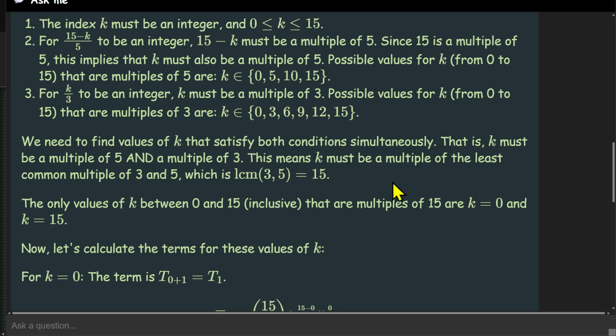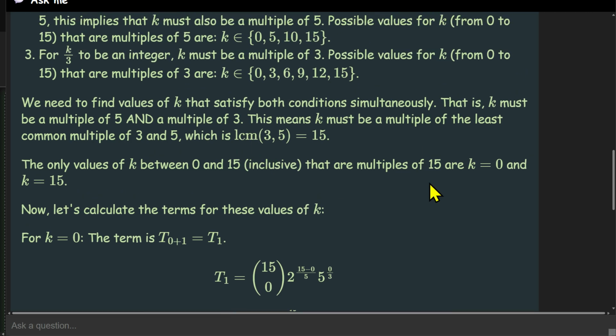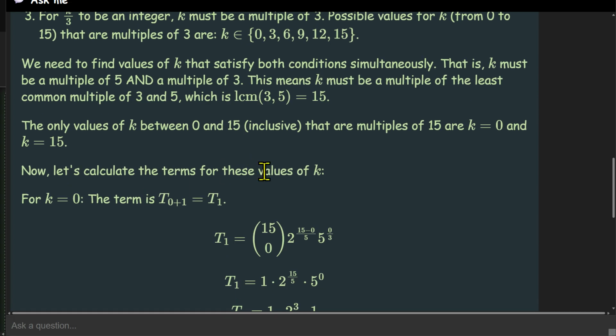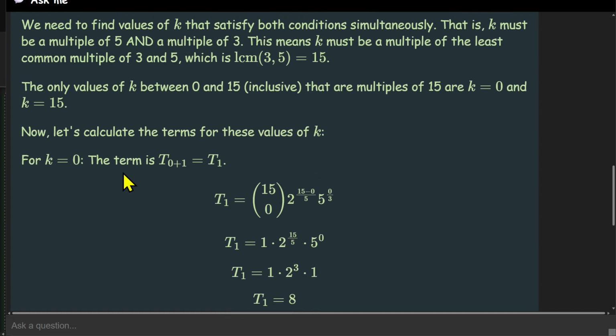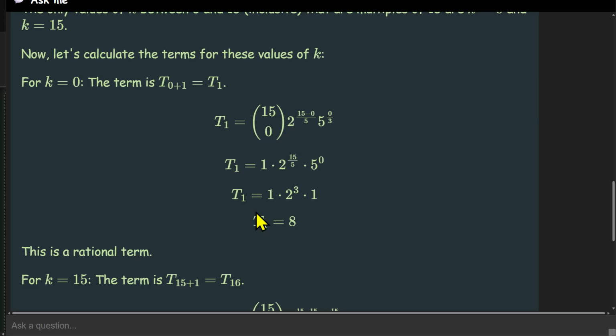तो अभी मल्टीपल ऑफ 15 भी ना क्योंकि एलसीएम, we need to find the values that satisfy the conditions simultaneously. तो that is multiple of 5 and 3 मतलब LCM that is 15 का है ना, 3 and 5 LCM. तो k 0 to 15 है, मतलब the values of k that are multiple of 15 are k equal to 0 and k equal to 15 only. So let's calculate the terms for these values. k equal to 0 डालेंगे किसमें, ये T(k+1). So k equal to 0 डाल दिया तो क्या आ गया, T1 equal to 8. This is a rational term.